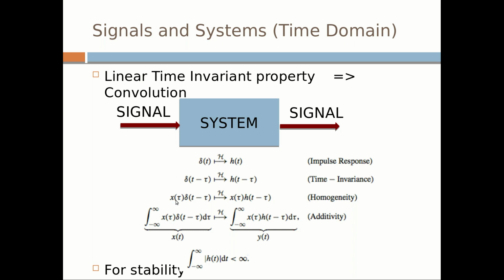They also satisfy the homogeneity property, because of which multiplication of a constant at the input will also reflect on the output. We know that integration is continuous summation, and when we integrate over the input signal from minus infinity to infinity, it gives us the output y of t, which is nothing but the convolution of x of t and h of t. For a system to be stable, it has to satisfy this condition, that is, on integrating mod of h of t dt from minus infinity to infinity, the output should be a finite number.